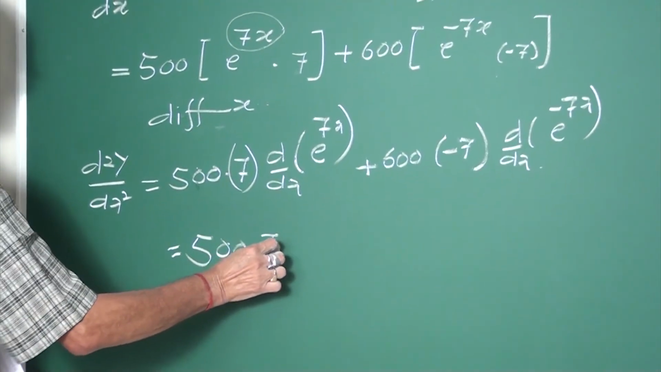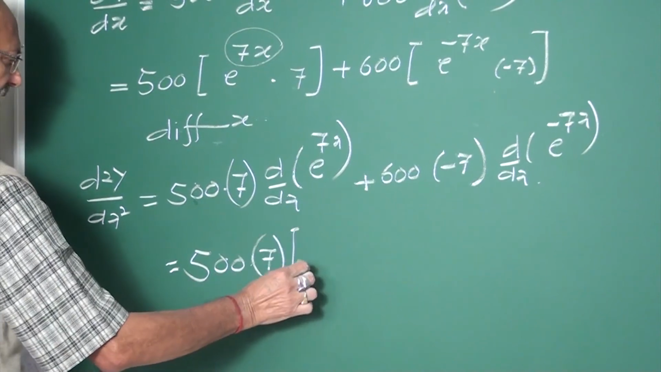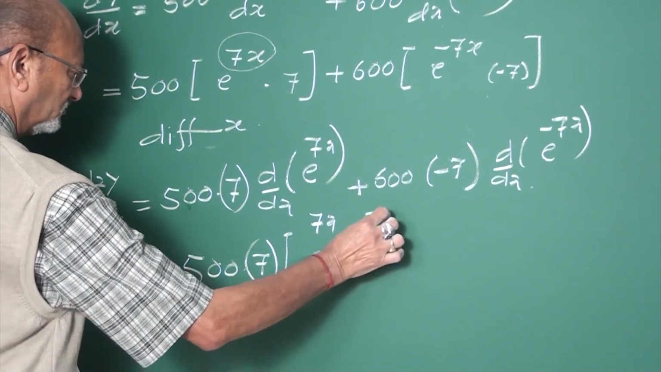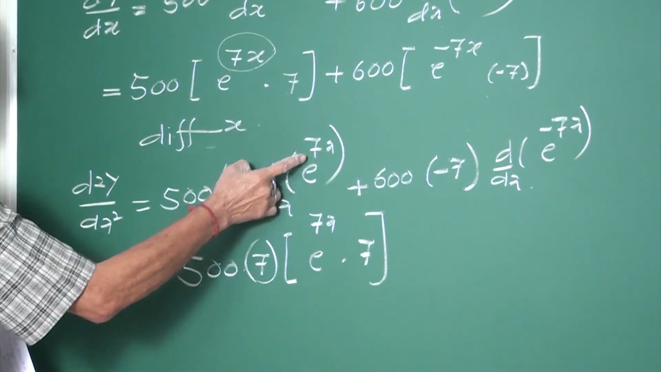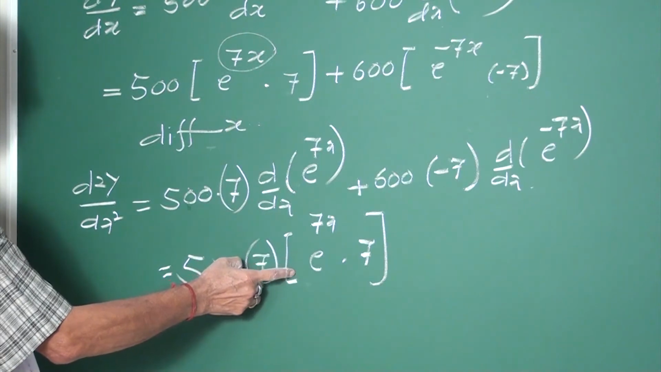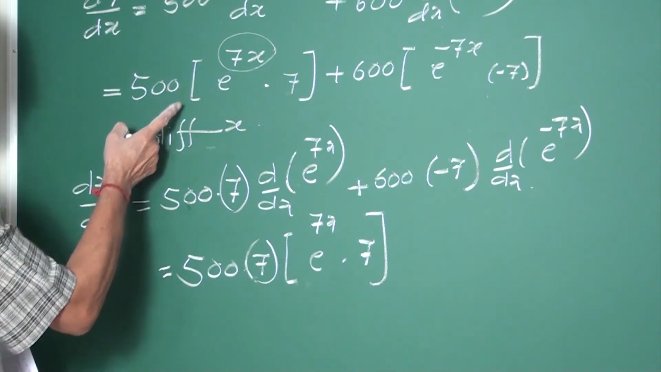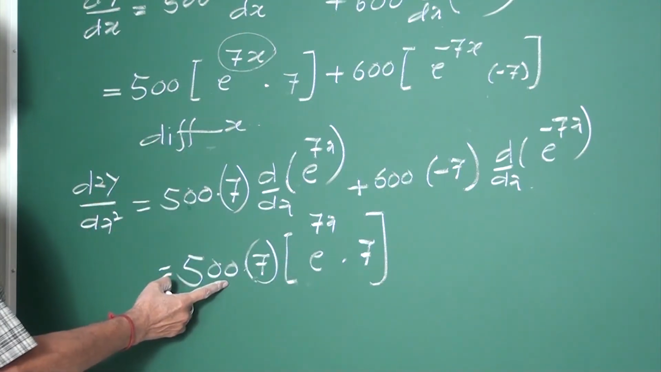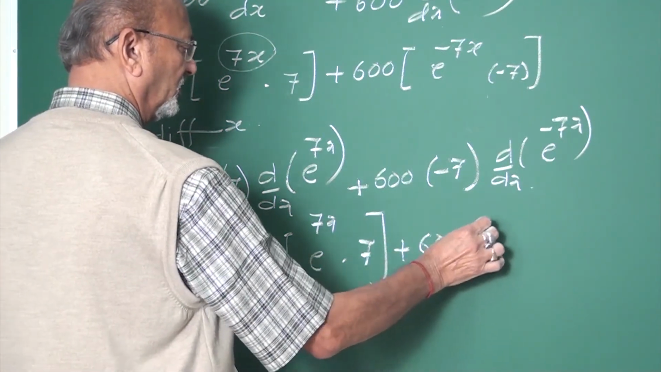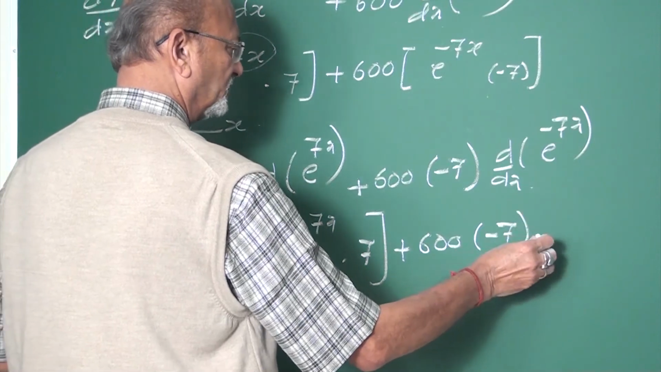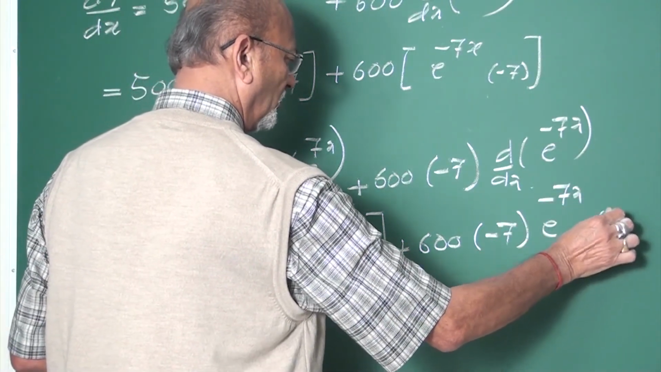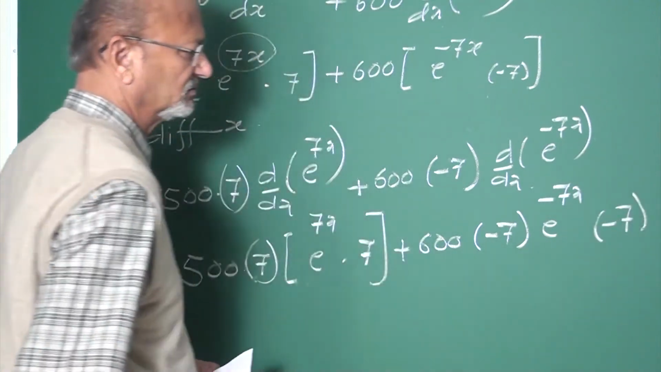500 into e to the power 7x into 7. My friends, if you want, you can write this step directly. After this, directly this step, plus 600 into minus 7. What is it? e to the power minus 7x into the derivative of the power, which is minus 7.